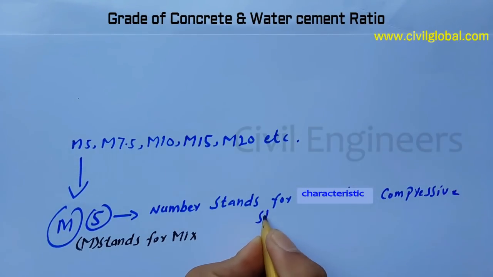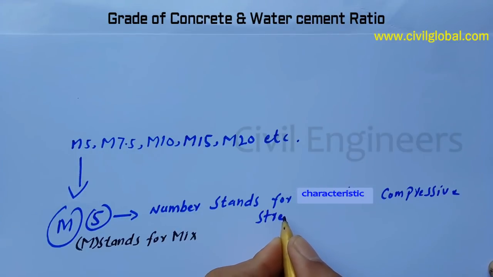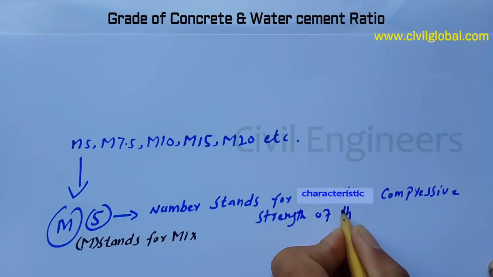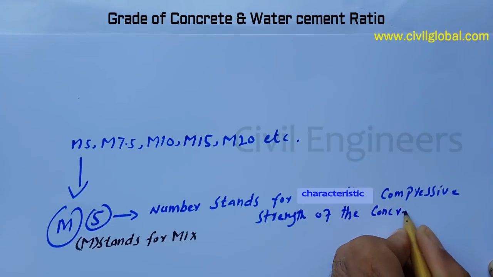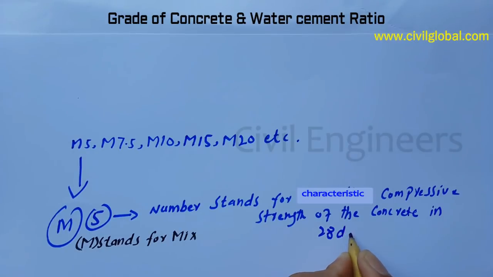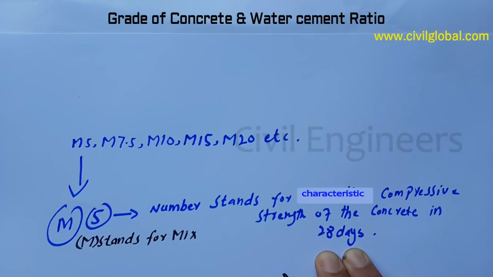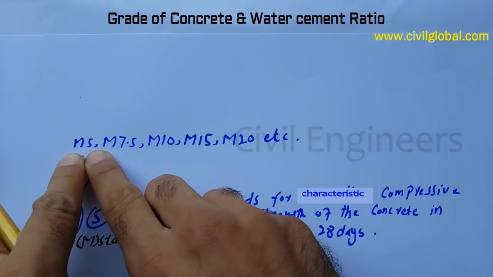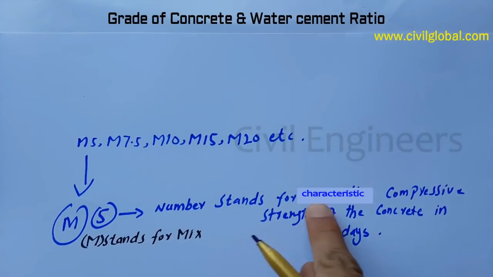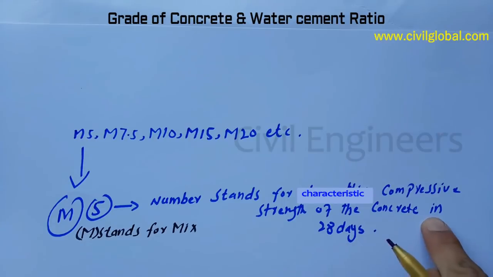the characteristic compressive strength of the concrete in 28 days. So this depends on the direct compressive test. Therefore, we can say this is M5: M stands for mix, and the number 5 stands for the characteristic compressive strength of the concrete in 28 days.